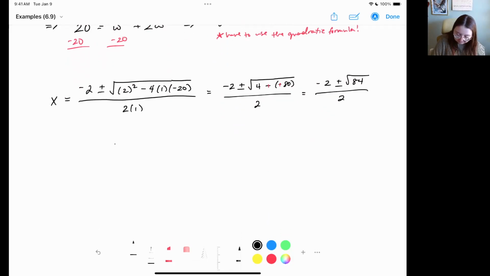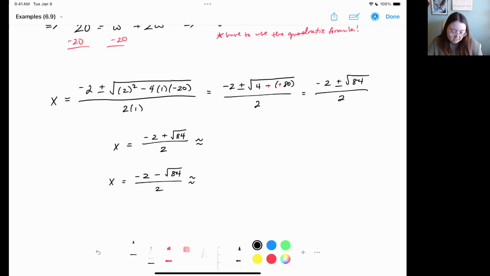So when we plug this into our calculator, remember we get that x is equal to negative 2 plus the square root of 84, all divided by 2. And we also get the minus version, negative 2 minus square root of 84, all divided by 2. So we want to figure out what these are roughly equal to. Starting with negative 2 plus square root of 84 over 2, it should be about 3.58. And if we do negative 2 minus the square root of 84 over 2, it should be about negative 5.58. So we get two numbers.